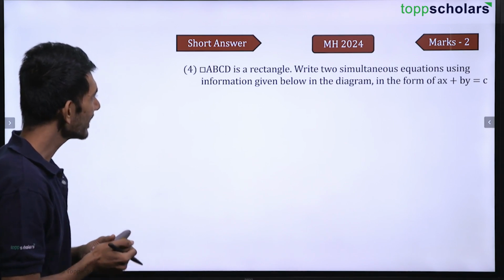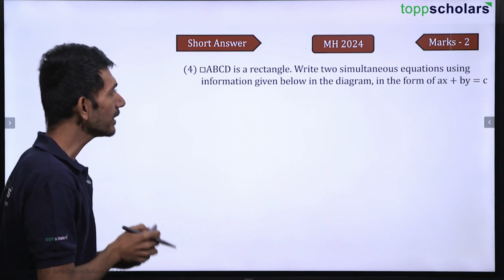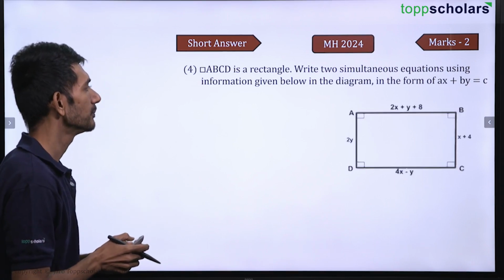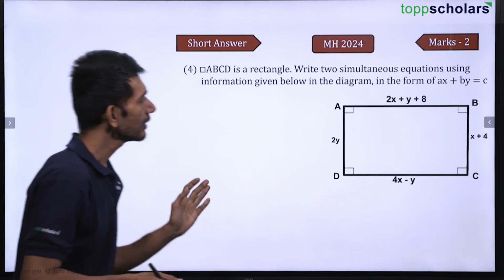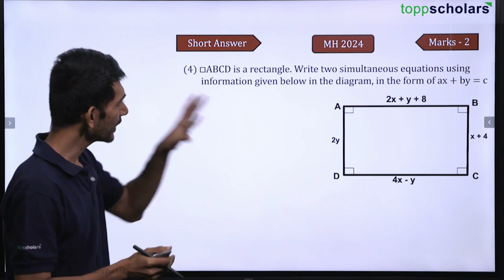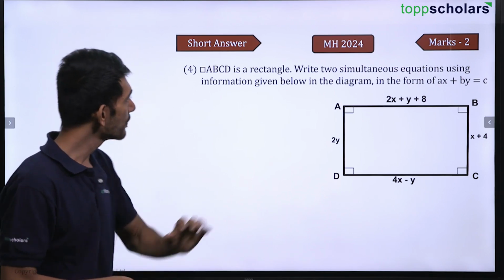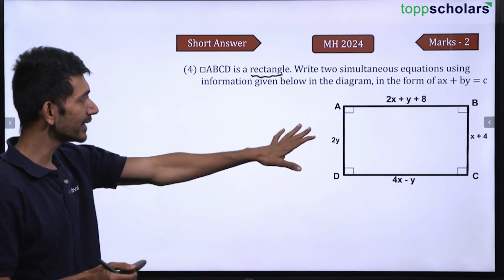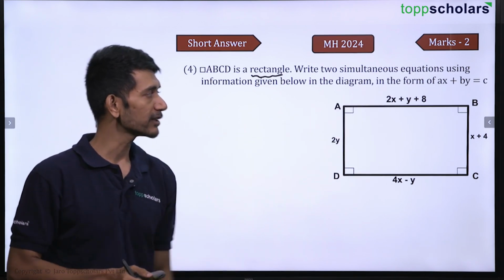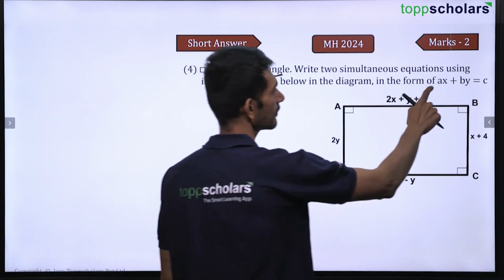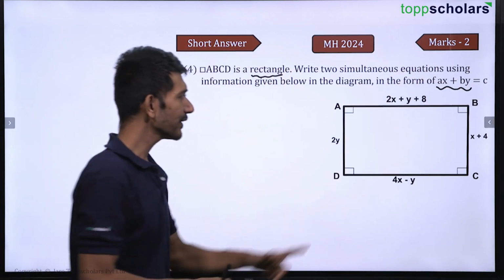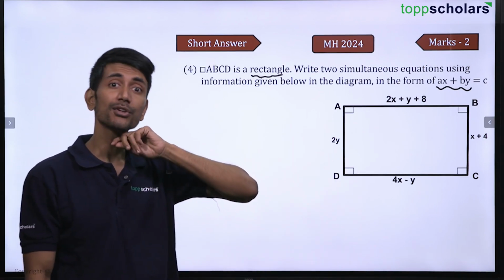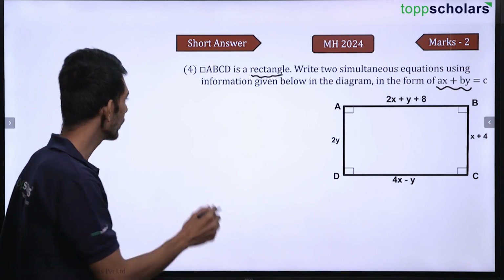Now it says quadrilateral ABCD is a rectangle. Write two simultaneous equations using the information given in the diagram. Now we are supposed to write down, see, this is very simple, looks very logical also. ABCD is a rectangle and we are supposed to write down two simultaneous equations in the form of ax plus by is equal to c. Now here we know that all angles are 90 degrees, but there is nothing much in that. But if you talk about the sides, we know that the opposite sides of the rectangle are equal, right?